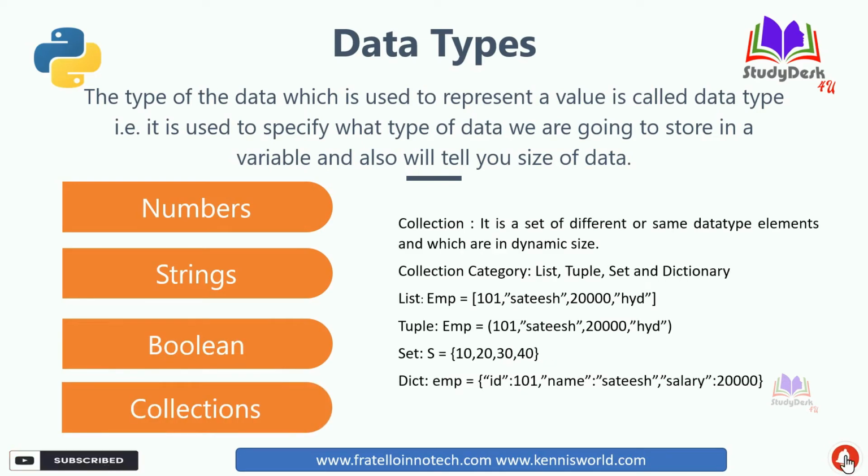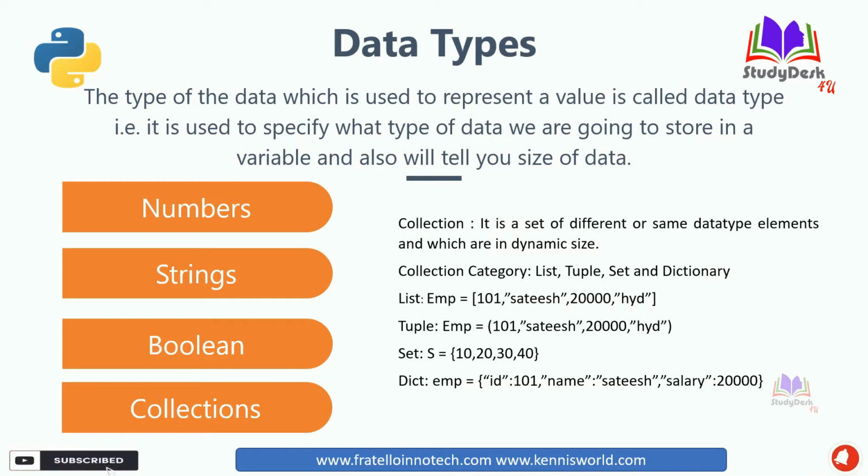And the very important topic in Python, collection data types. In the next class, we are going to cover collections in detail. But briefly, a collection is nothing but a set of different or same data type elements. When you want to store a single value, we may go for a number, string, or boolean. But if you want to store multiple values at a time, whether the same type or different types, then we can go for collections.